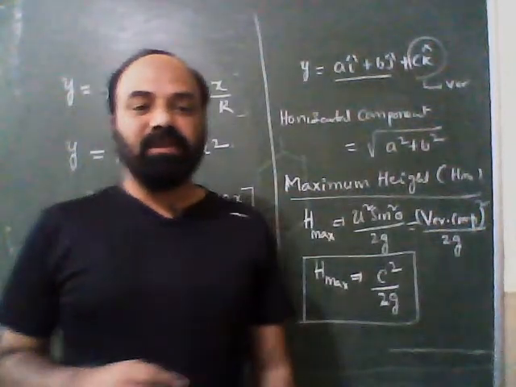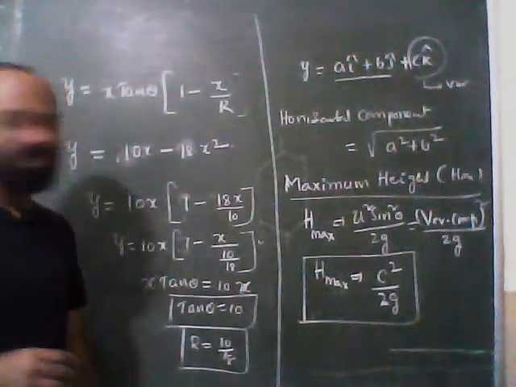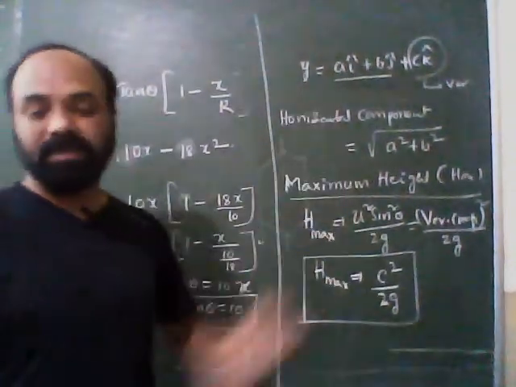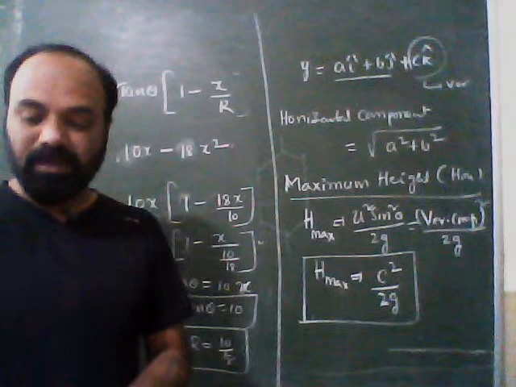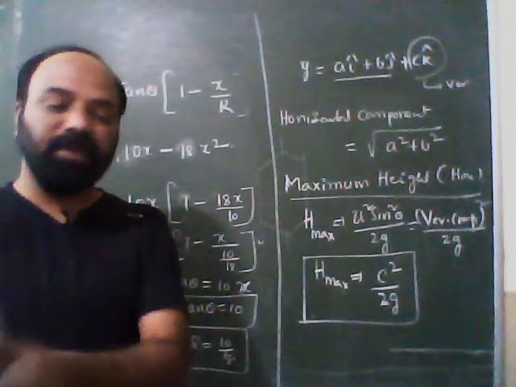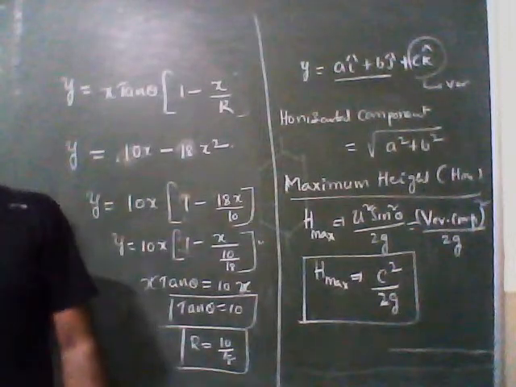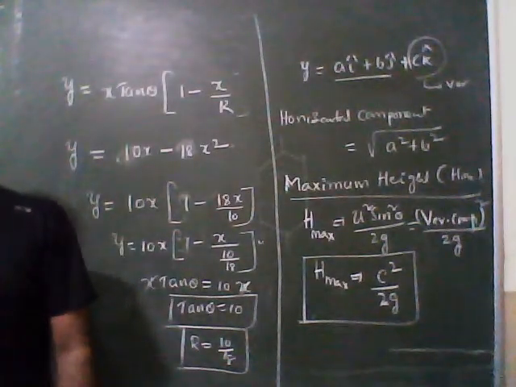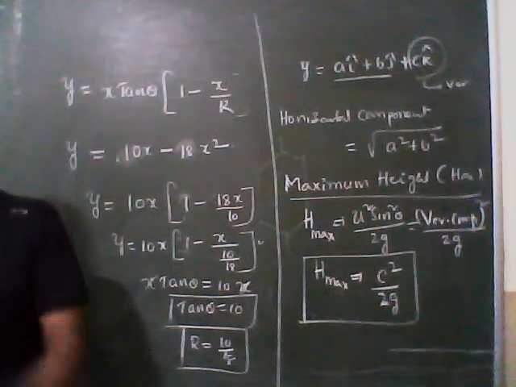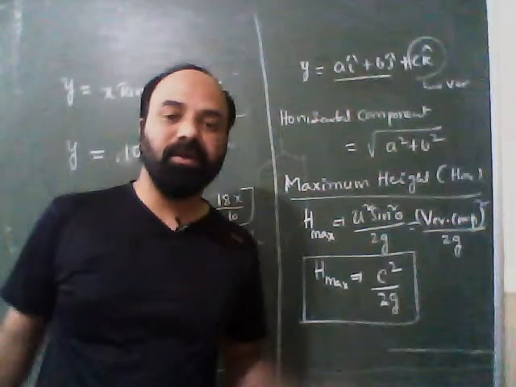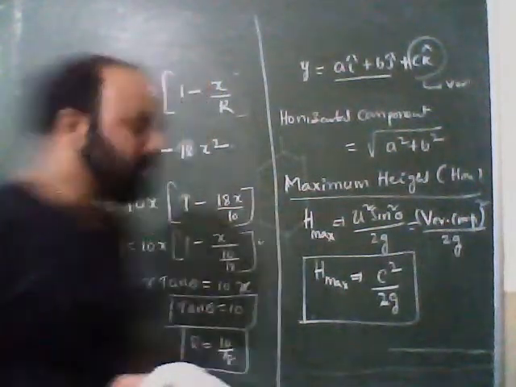Okay, guys, you see, this is the way we can do the problems whenever the equation of the projectile is given like this. Shortcut formula: c square by 2g. Okay, I'm going for the next one.